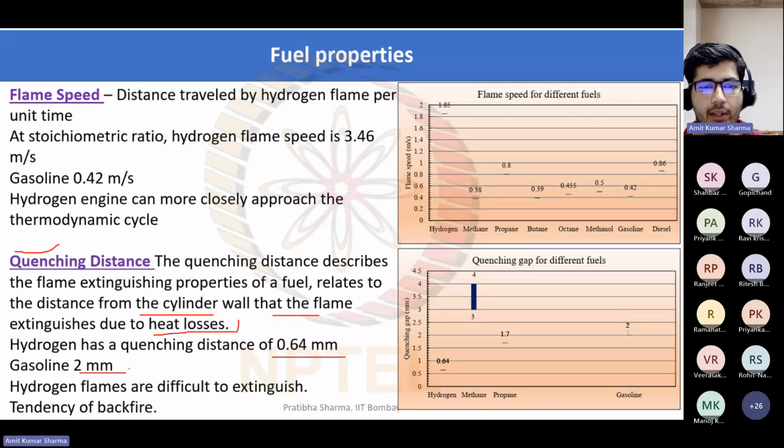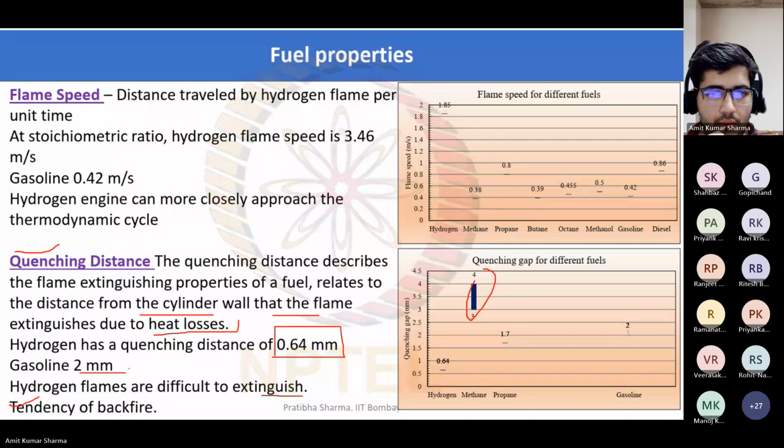So hydrogen flames are difficult to extinguish due to the very narrow distance and tendency to backfire. So the quenching distance, here you can see the methane is at this range for propane and gasoline. So it is 0.64 of hydrogen. It describes the flame extinguishing property of a fuel, relates to the distance from the cylinder wall that the flame extinguishes due to heat losses.